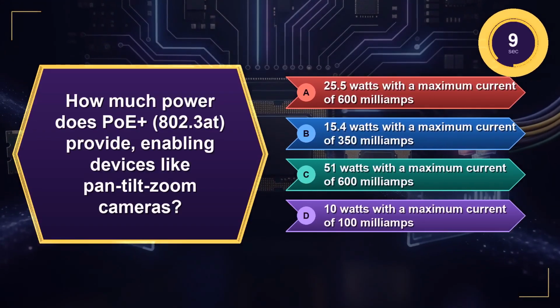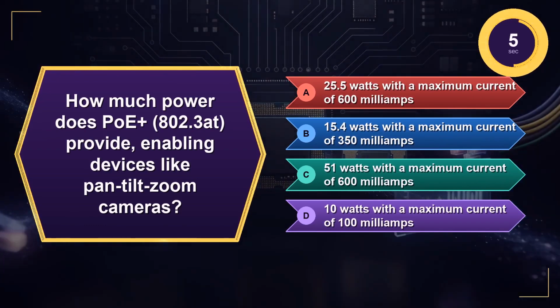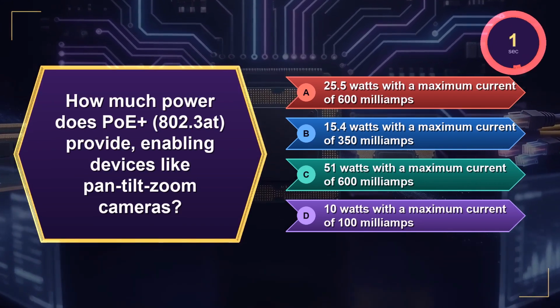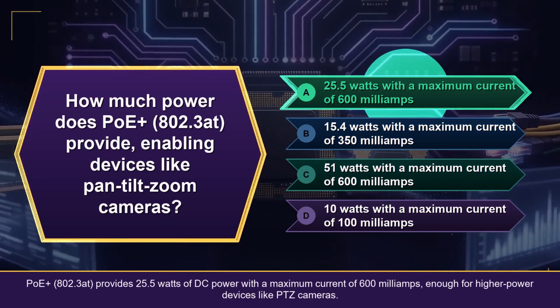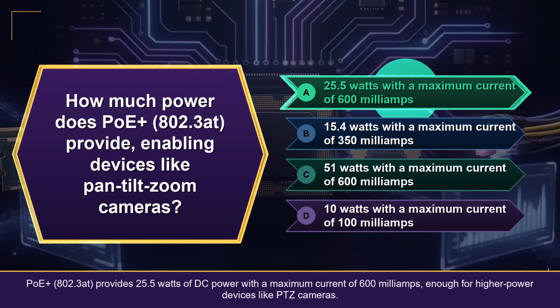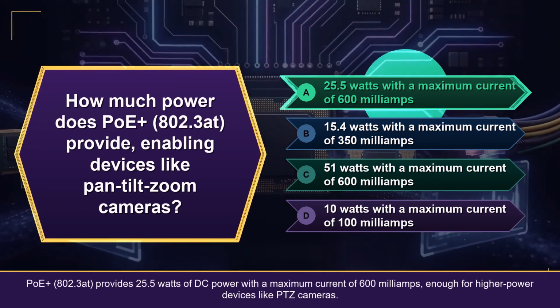How much power does PoE Plus 802.3at provide, enabling devices like pan-tilt-zoom cameras? PoE Plus 802.3at provides 25.5 watts of DC power with a maximum current of 600 milliamps, enough for higher power devices like PTZ cameras.